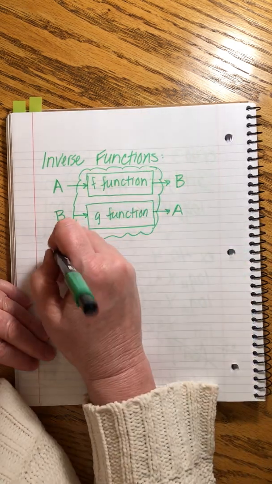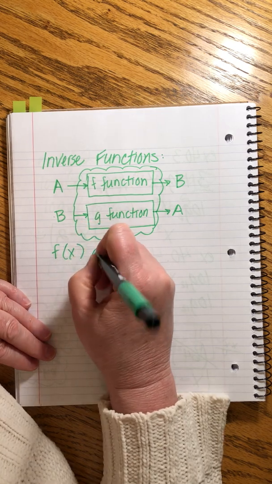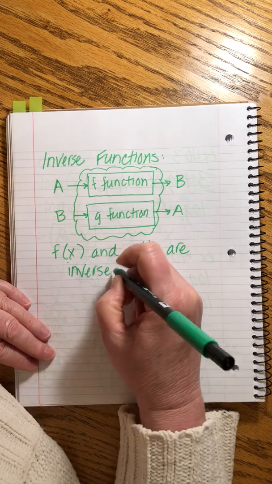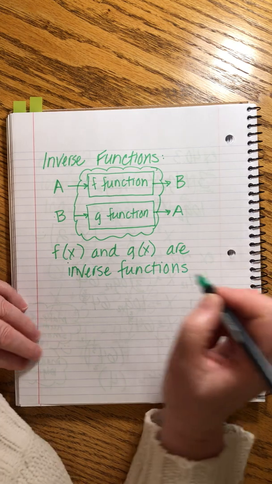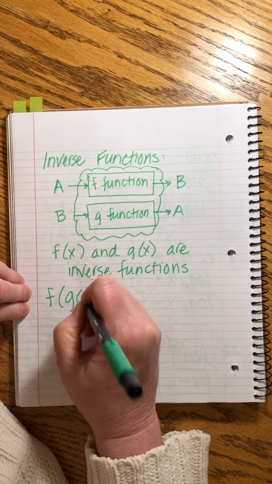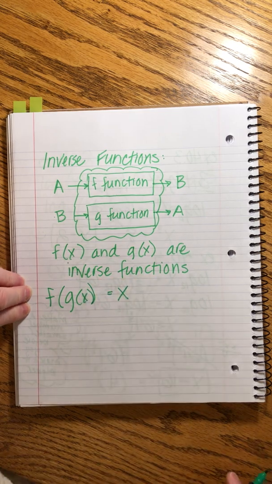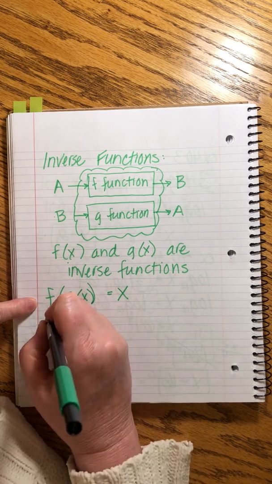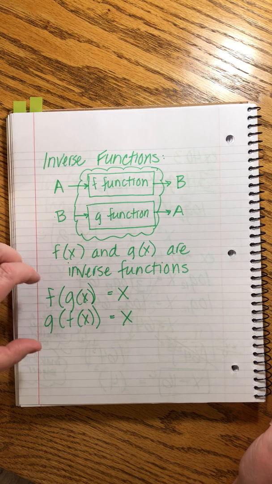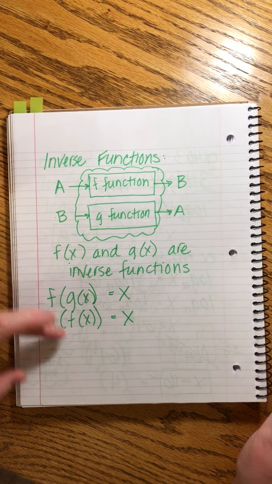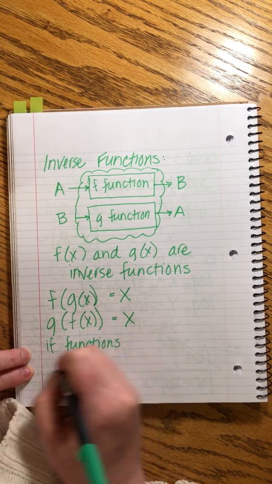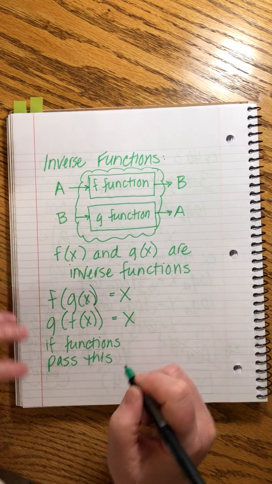So because they undo each other, we'd say the f of x and g of x are inverse functions. And then here comes an even crazier statement of truth. If you take the f function and let it eat the g function, you should get x, if they're truly inverse functions. And then if you take the g function and let it eat the f function, you should also get back x. If it passes this test, then you know that these functions truly are inverse functions. And so that's the problems we're going to do.